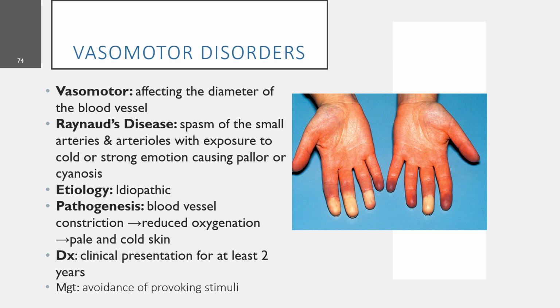Pathogenesis involves blood vessel constriction leading to reduced oxygenation, resulting in pale and cold skin. Clinical manifestations include pallor and cyanosis of the digits, temperature changes in the skin, and episodes triggered by cold or emotional distress. It's diagnosed through clinical presentation, typically for at least 2 years. There's limited pharmacological management due to the idiopathic nature.